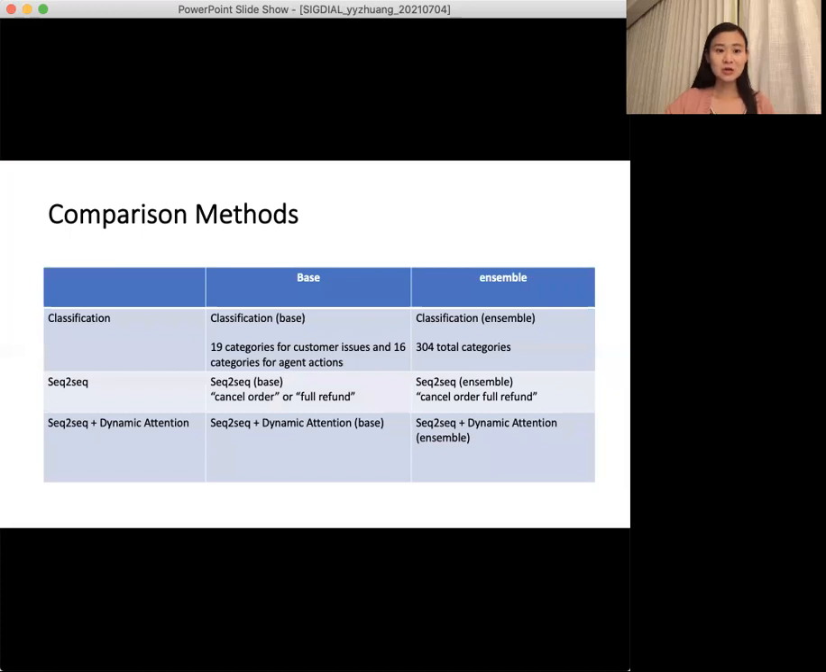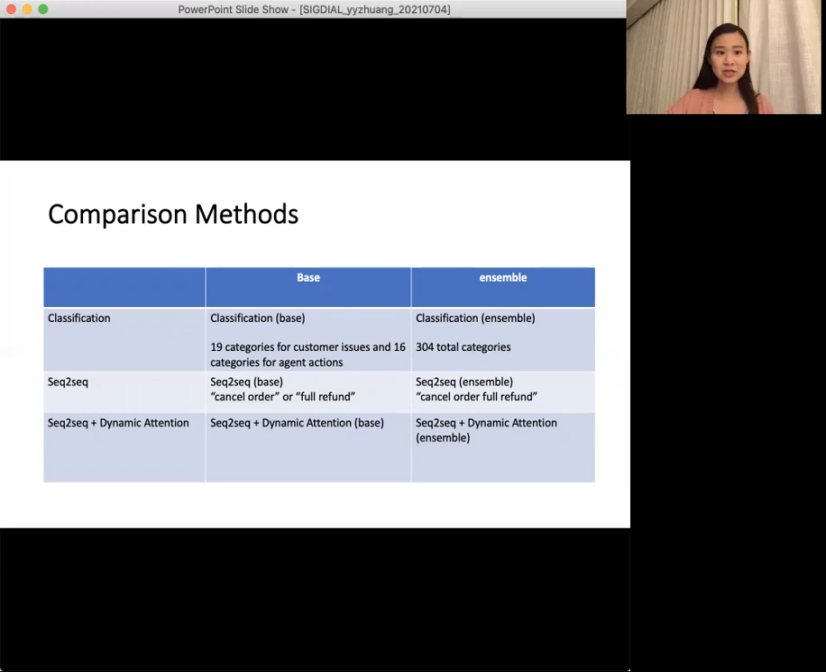For a classification-based model, we have one model that takes the concatenated customer messages as input and predicts the category for the customer issue, and a separate model that takes the concatenated agent messages to predict the category for the agent action.